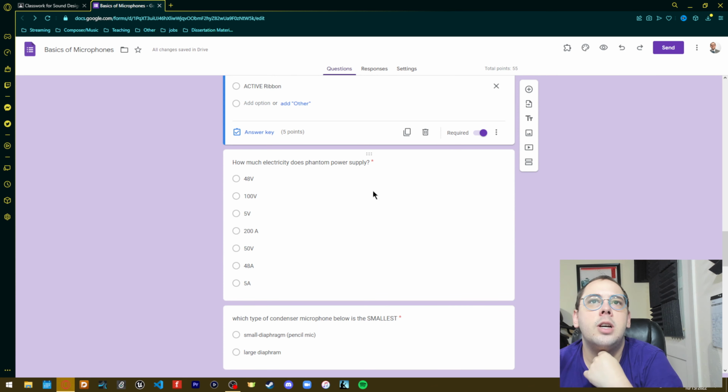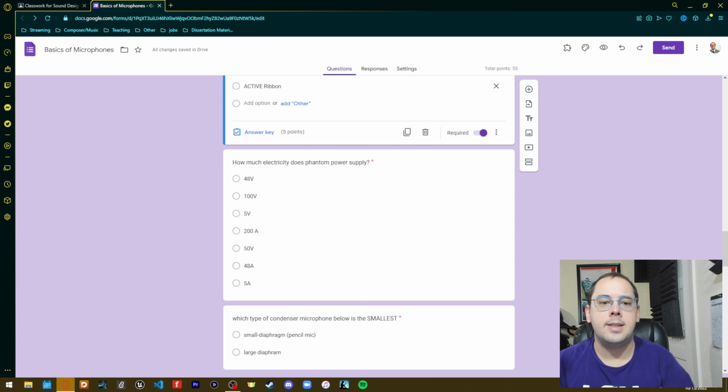How much electricity does phantom power supply? Phantom power is the standard at 48 volts. So on your interfaces and stuff, you'll usually see an option that says 48V or phantom or something like that, and that says, hey, we're going to energize these things. On the one I have right here in front of me on my desk, I have the option of turning them on and off in banks of 4.